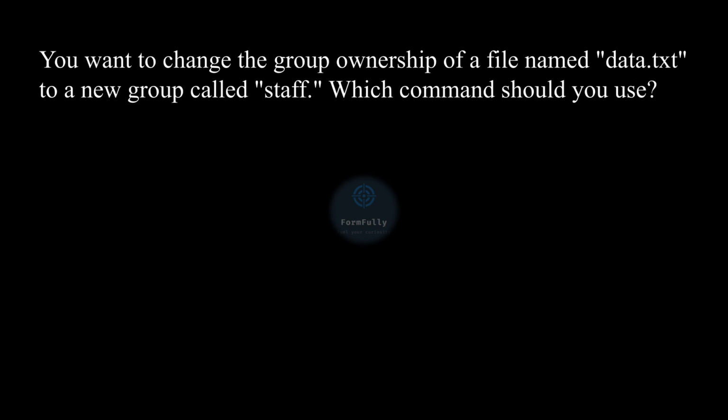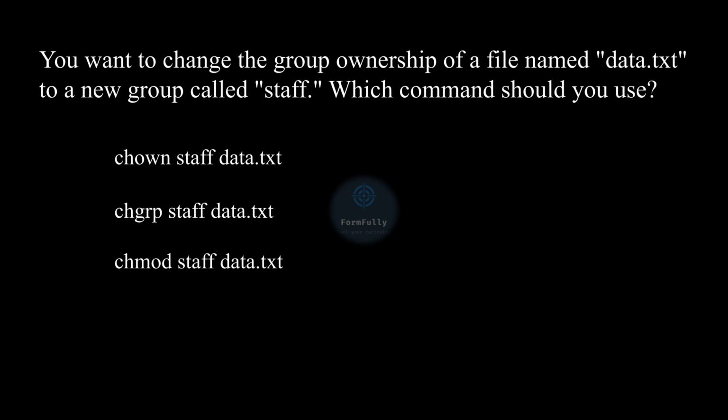Next scenario. You want to change the group ownership of a file named data.txt to a new group called staff. Which command should you use? Options: chown staff data.txt, chgrp staff data.txt, chmod staff data.txt, and last, groupmod staff data.txt.